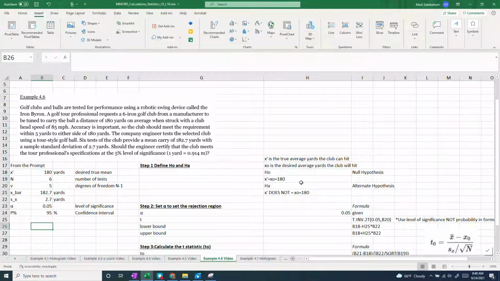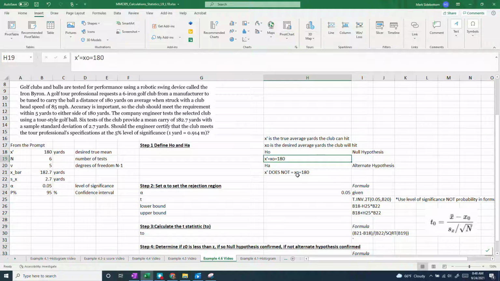Very simply, our null hypothesis is that the true average yards that the club can hit matches the desired average that the club will hit, so x prime will equal x0. Our alternate hypothesis will state that the true average of the club does not equal 180. Then we need to set our rejection region. We're given the level of significance, which in our case is 0.05.